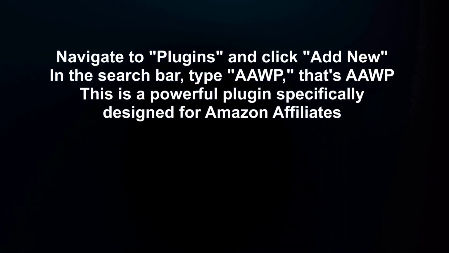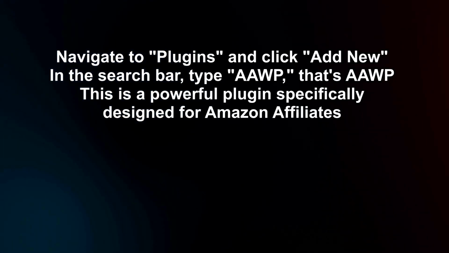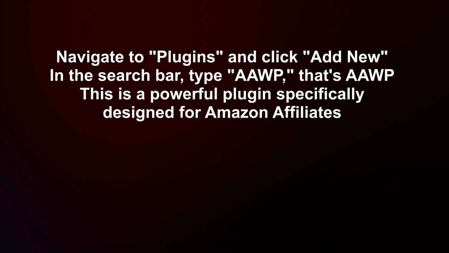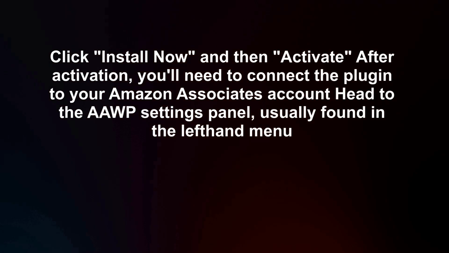Navigate to plugins and click add new. In the search bar, type AAWP. That's AAWP. This is a powerful plugin specifically designed for Amazon affiliates. Click install now and then activate.